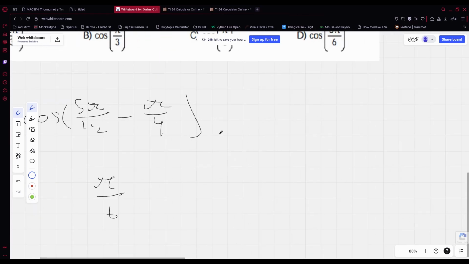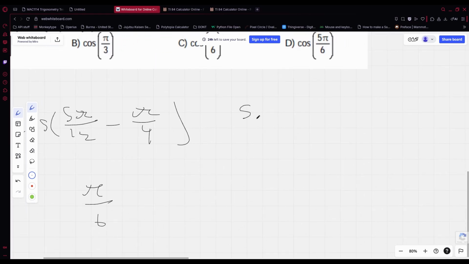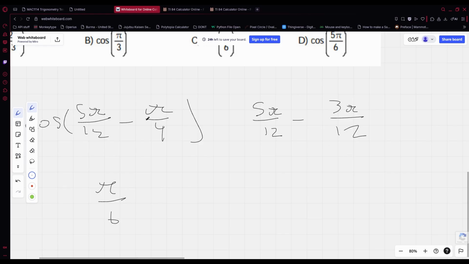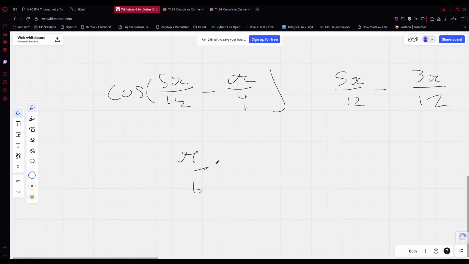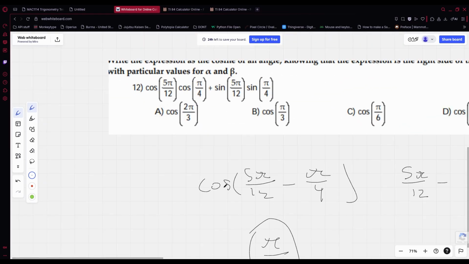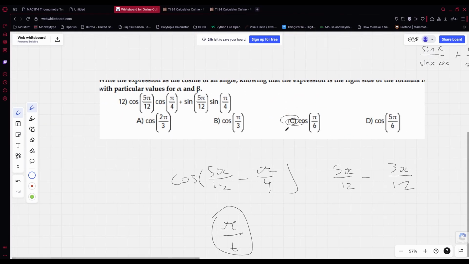If you're wondering how I did that, it's the same as before. 5 pi over 12 minus 3 pi over 12, which is equivalent to pi over 4. So you just multiply by 3 over 3. And then you subtract, you get 2 pi over 12, 1 over 6, pi over 6. Hooray, huzzah. Cosine pi over 6, right there.